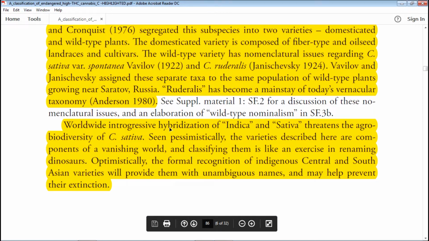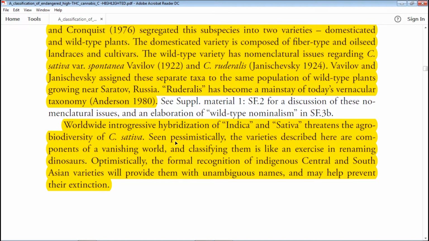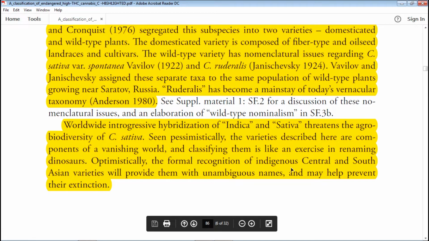Worldwide introgressive hybridization of indica and sativa threatens the agrodiversity of Cannabis sativa. Seen pessimistically, the varieties described here are components of a vanishing world, and classifying them is like an exercise in renaming dinosaurs. Optimistically, the formal recognition of indigenous Central and South Asian varieties will provide them with unambiguous names and may help prevent their extinction.